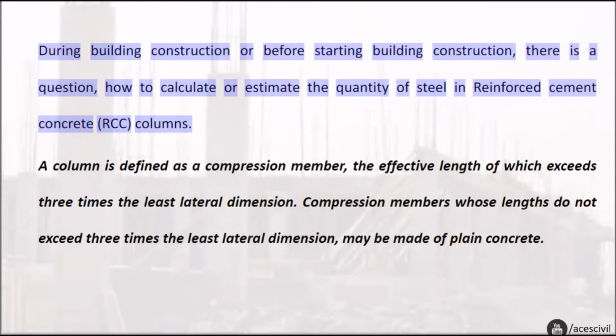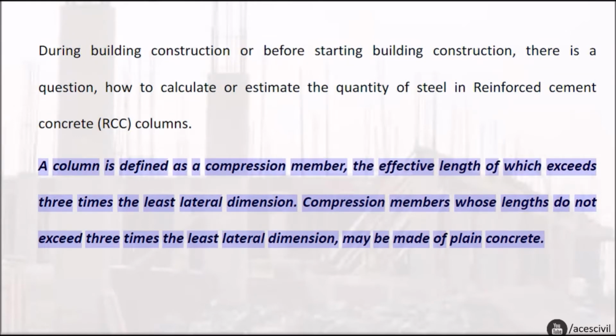During building construction or before starting building construction, there is a question: how to calculate or estimate the quantity of steel in reinforced cement concrete (RCC) columns. A column is defined as a compression member, the effective length of which exceeds 3 times the least lateral dimension. Compression members whose lengths do not exceed 3 times the least lateral dimension may be made of plain concrete.